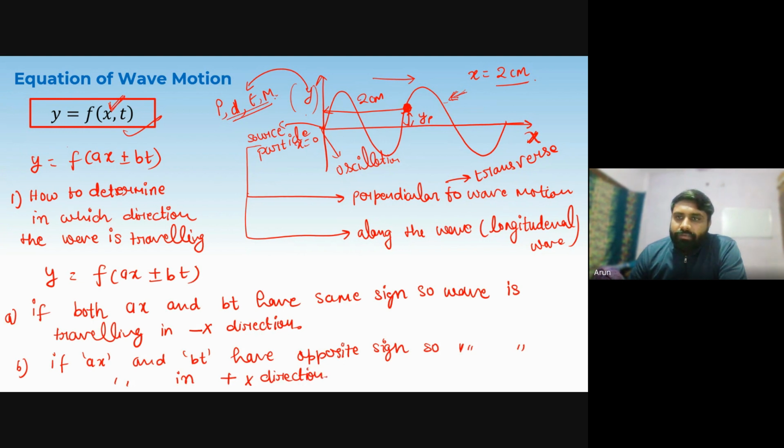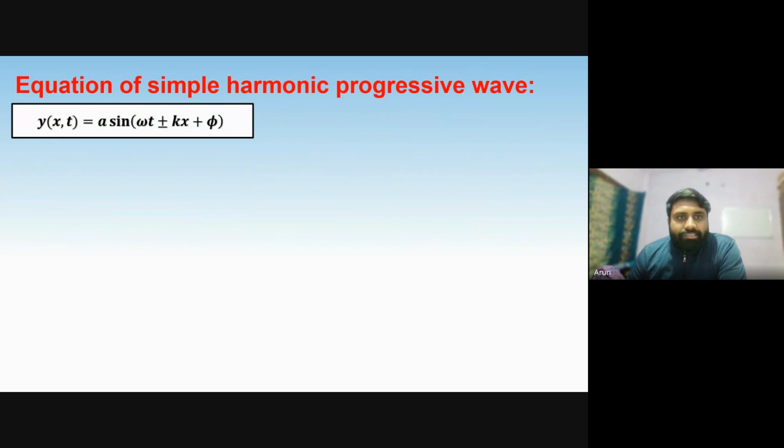Got it? So this is it. Now move on to the next one. This is the equation of simple harmonic progressive wave. Now, how is this wave formed? So this is very simple. We have this string which is oscillating, got it?